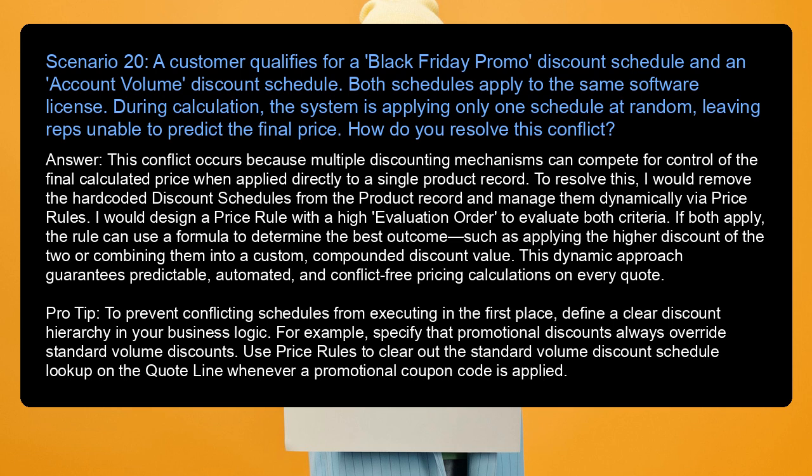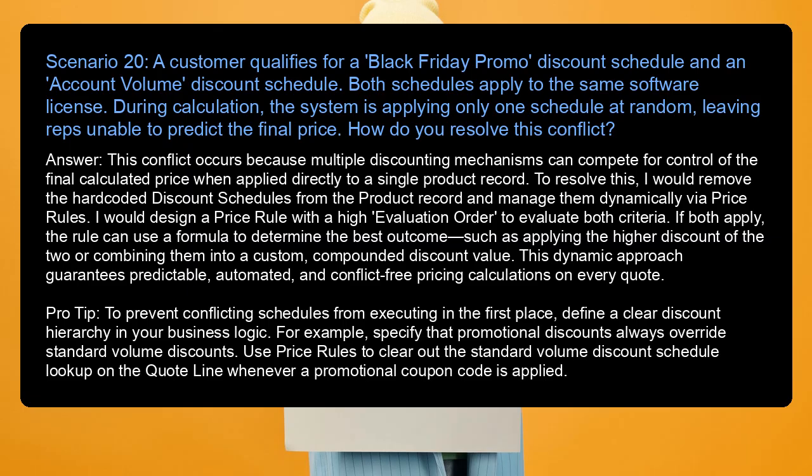Answer: this conflict occurs because multiple discounting mechanisms can compete for control of the final calculated price when applied directly to a single product record. To resolve this, I would remove the hard-coded discount schedules from the product record and manage them dynamically via price rules. I would design a price rule with a high evaluation order to evaluate both criteria.